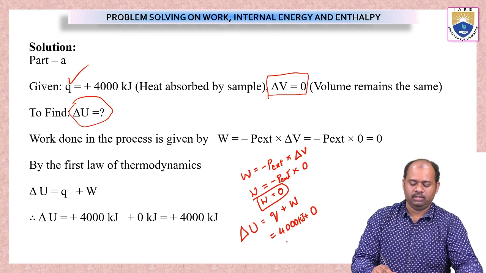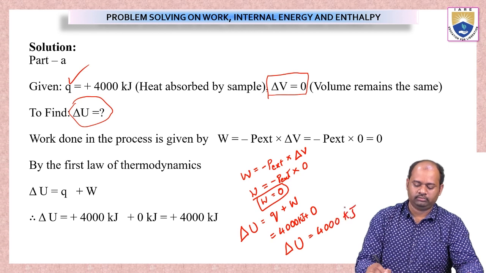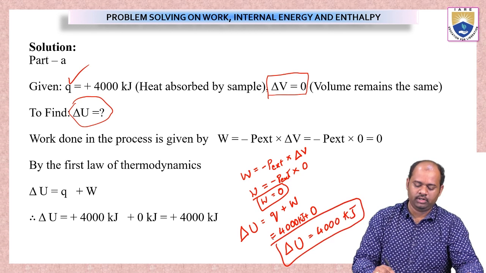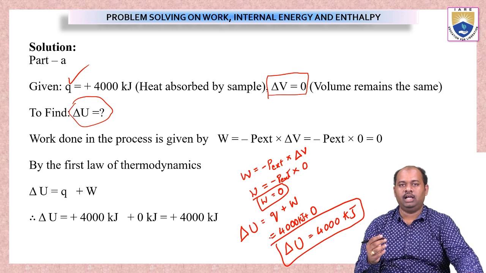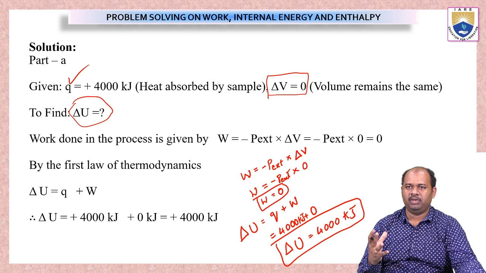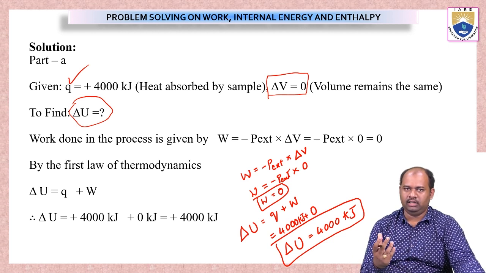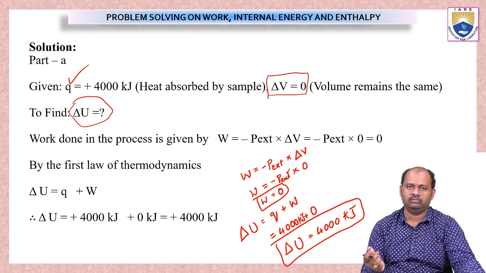Now what happens? The change in internal energy is directly equal to 4000 kilojoules, which is equal to the enthalpy added to the system. So when some amount of energy is added to the system, it is called enthalpy, and heat is added. Now this enthalpy is directly equal to the change in internal energy because there is no work done.